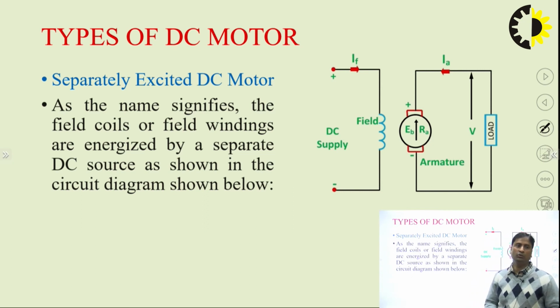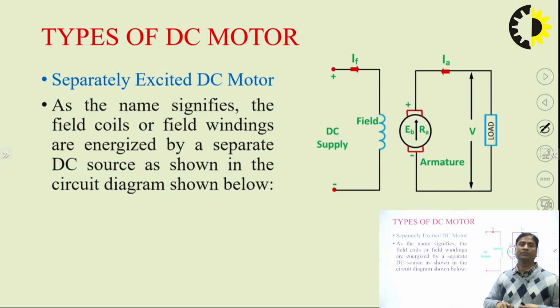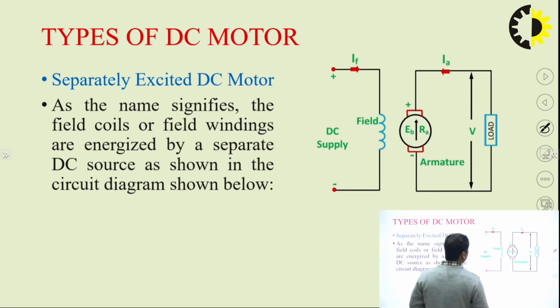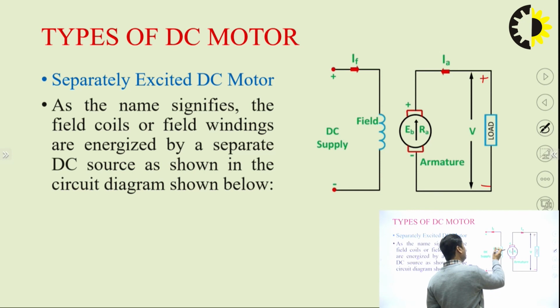Certainly we have some types of DC motors. If we talk about the types of DC motors, we have the separately excited DC motor and the self-excited DC motor. So let us understand the concept of separately excited. This is our motor, this is the armature, and this is our supply voltage, not the load actually. When the supply is given to this, the field winding is excited separately by some DC supply.